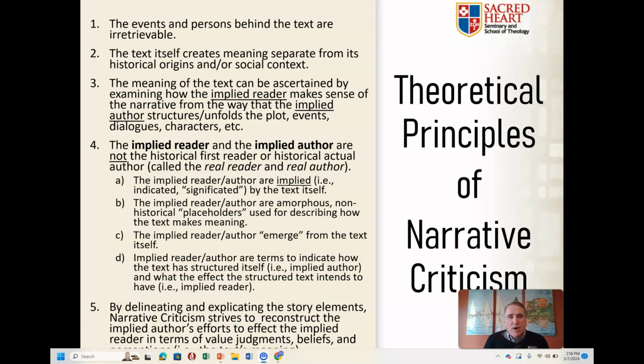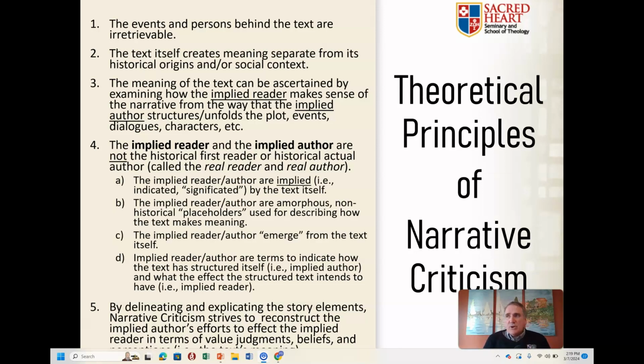So their argument is that the text itself communicates meaning, you don't need a historical context to make sense of it, right? The subject, here you go with that subject, the subject itself can figure out the meaning of the text. So this is a second theoretical principle. The third theoretical principle is that the meaning of the text can be ascertained by examining how the implied reader, here's that term again, makes sense of the narration from the way that the implied author, who's not the real author, this is an author who emerges from the text, structures or unfolds the plots, events, dialogues, and characters, etc.